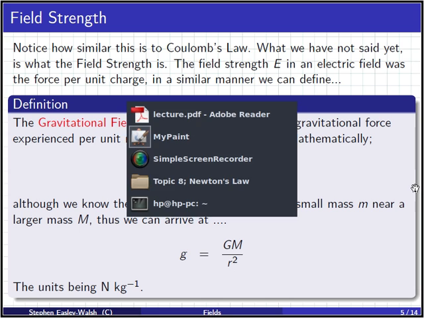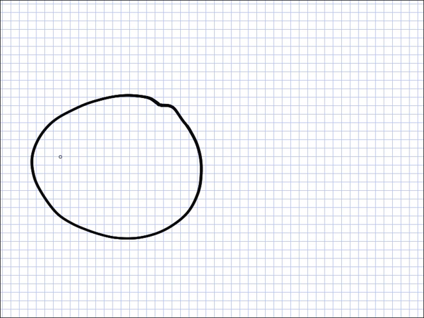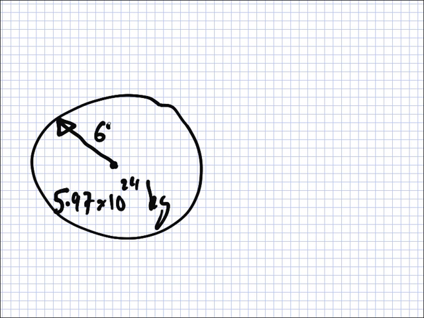Right, let us calculate the following situation. One sec, sorry, I'll just draw a picture. The mass is 5.972 × 10^24 kilograms. And the radius is 6371 times 10 to the 3 meters. And here we are, there's me, and we're on top of the Earth, not to scale.